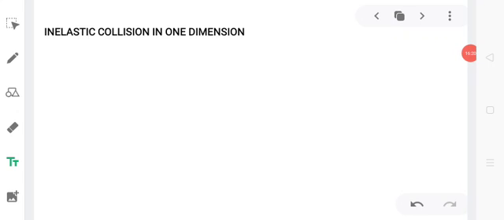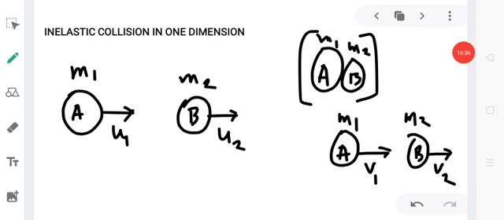Let us come to the next topic, inelastic collision in one dimension. We have already studied that the collision in which momentum is conserved with some loss in kinetic energy and the colliding bodies continue to move along the same straight line after the collision is called an inelastic collision in one dimension. So let us consider two bodies A and B of masses m1 and m2 moving along the same straight line with velocities u1 and u2 respectively. The two bodies undergo head-on collision and continue moving along the same straight line with velocities v1 and v2.